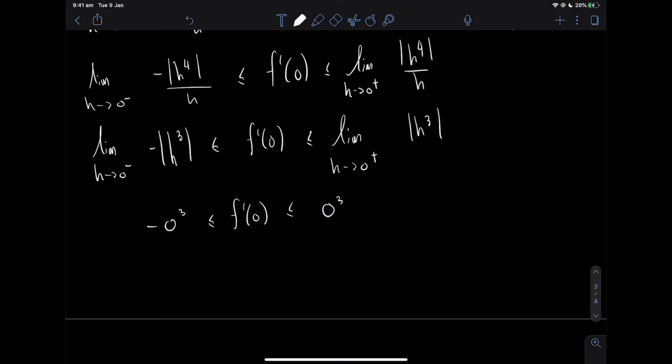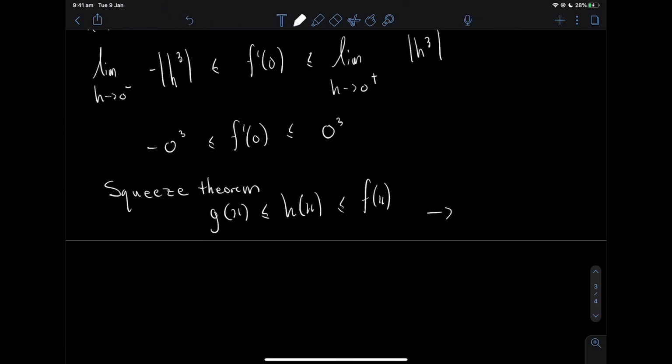And obviously by the squeeze theorem, the squeeze theorem says that if we have a function g of x is less than h of x is less than f of x, and the limits of f and g converge to, say, 0, then h must also converge to 0. Cool. So applying this, we get that f dash of 0 equals 0. Cool.